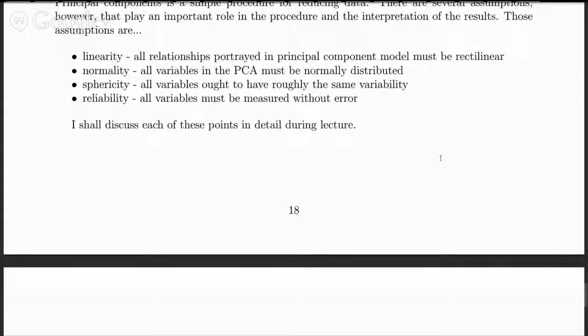The final assumption is one that becomes the greatest lightning rod for people turning away PCA, because what they say is PCA is not a useful procedure because it demands that all of our original variables are measured without error. When I hear people say that, I usually assume that they don't know the assumptions of regression, because regression, multiple regression, and correlation make that same assumption, that all variables must be measured without error. Why is this the case?